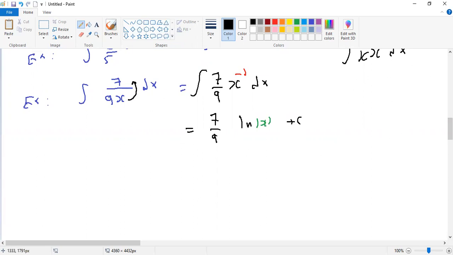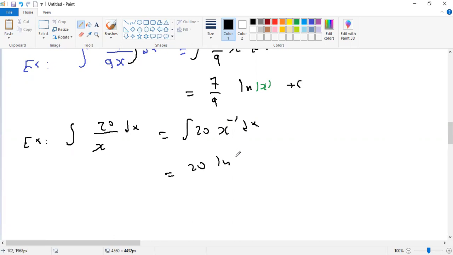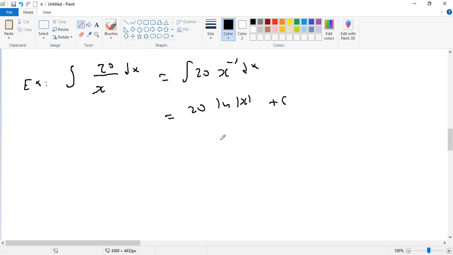Okay, another example. Let us say the integral of 20 over x dx equals, again, 20 constant, x to the power -1 dx, so equal to 20 ln absolute value of x plus c. Now, sometimes I have multiplication.